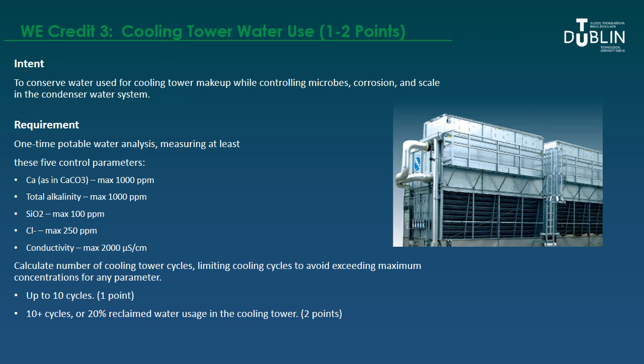So if you get up to a maximum of 10 cycles that you can achieve without exceeding any of those levels or affecting the operation of the system, then you get 1 point. Whereas if you can do more than 10 cycles in the same way, or that you can meet the minimum number of cycles using a minimum of 20% recycled or reclaimed water use, then you get 2 points. So it's quite a specific credit depending on whether you'd have this system in your building.